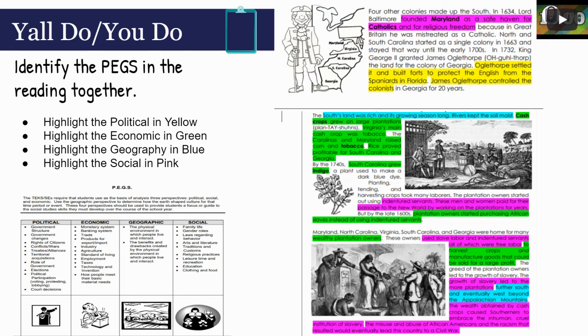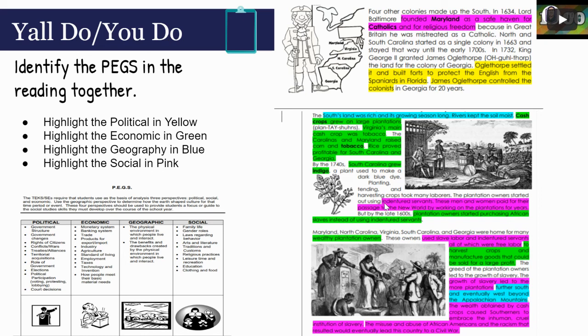So we have two different labor sources: indentured servants versus slaves that have been used in the colonies to cultivate the land. Okay, keep going. And we notice that this is separate. So even though these are two different systems, this is a social system because these people came here.